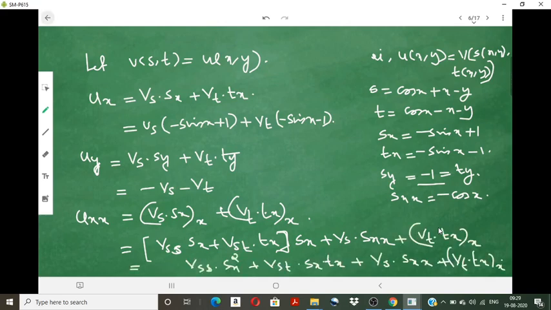Plus Vt into Tx, the derivative of Vt into Tx with respect to x. And expanding the bracket, we get Vss into Sx square plus Vst into Sx into Tx plus Vs into Sxx plus the derivative of Vt into Tx with respect to x. Now we have to find the derivative of the second term also, and we will give the values of Sx square, Sx into Tx and Sxx.